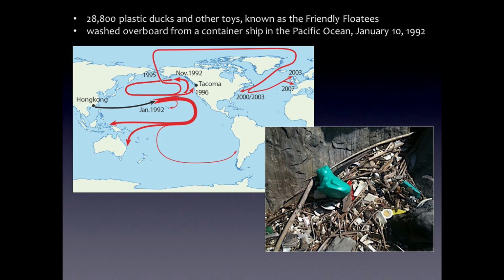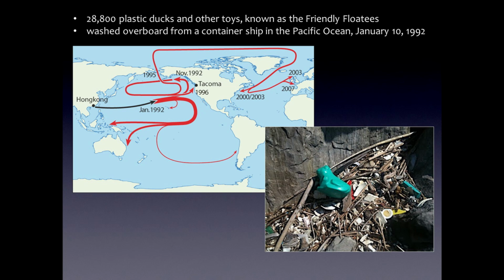One of the things he's well known for is tracking the movement of something known as the friendly floaties. The friendly floaties were a series of children's bath toys that were being shipped from Hong Kong over to the port of Tacoma in Washington, United States. And on January 10th, 1992, about 28,800 of these toys, consisting of red beavers, green frogs, blue turtles, and yellow ducks, were washed overboard from a container ship in a storm.